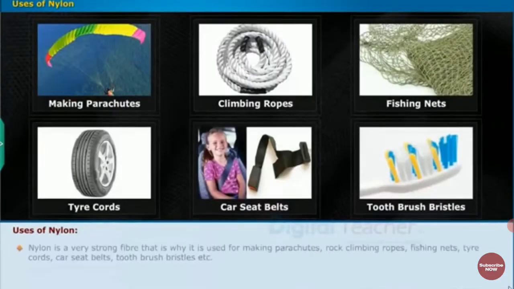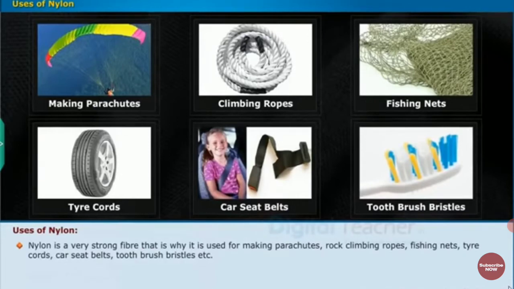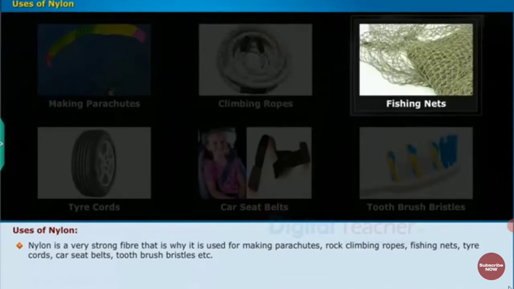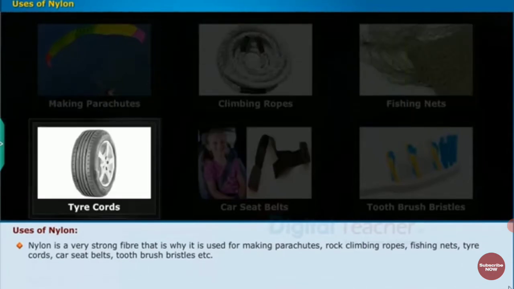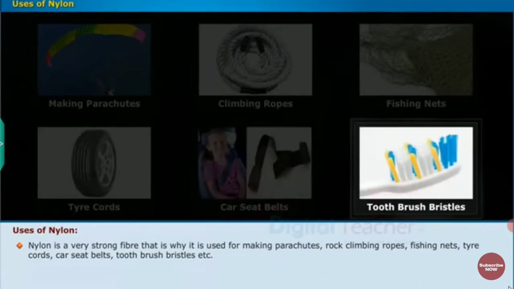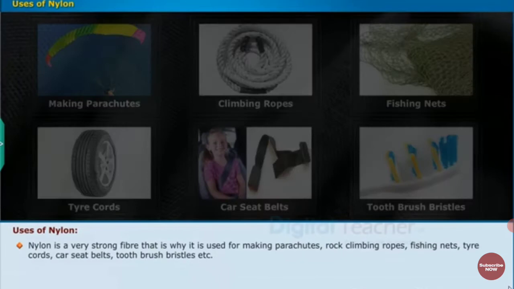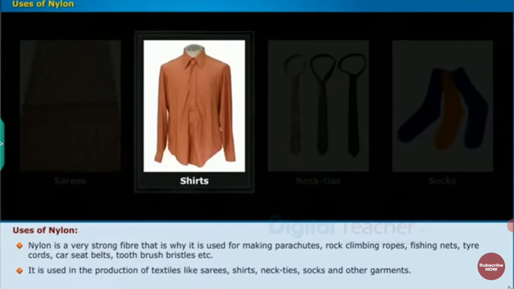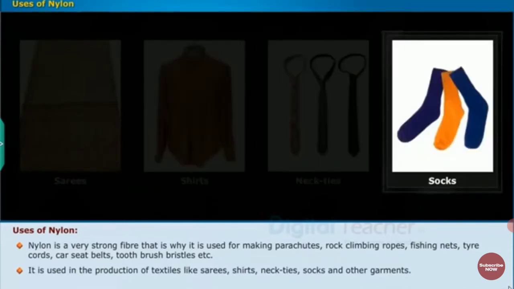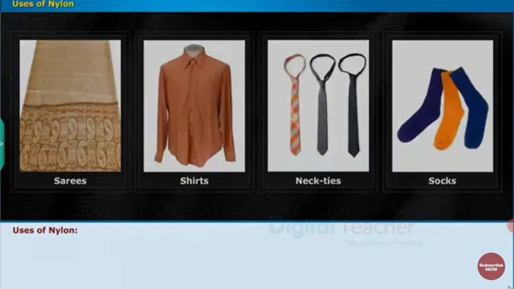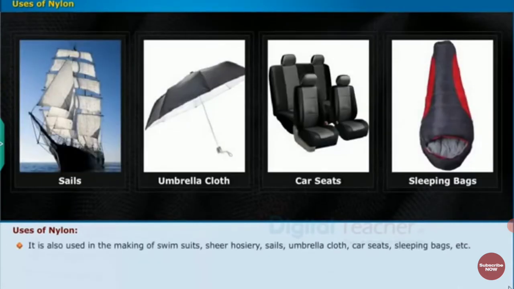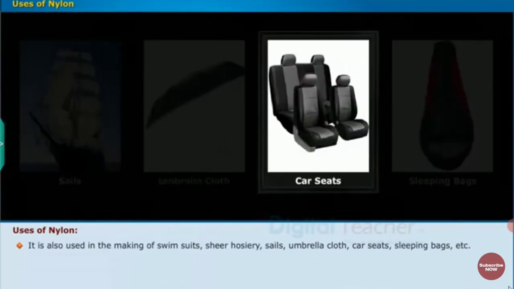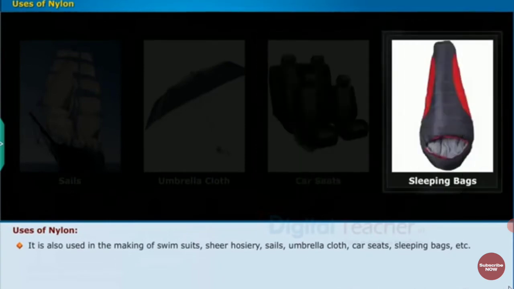Uses of nylon. Nylon is a very strong fiber. That is why it is used for making parachutes, rock climbing ropes, fishing nets, tire cords, car seat belts, toothbrush bristles, etc. It is used in the production of textiles like saris, shirts, neckties, socks, and other garments. It is also used in the making of swimsuits, sheer hosiery, sails, umbrella cloth, car seats, sleeping bags, etc.